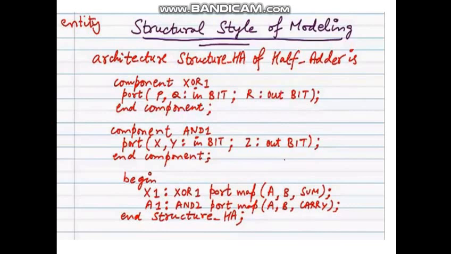X1 is used as XOR port mapped with A, B and sum. A1 is AND2 port mapped with A, B and carry. And end of the structure of half adder. In this way, we specify the structural style.